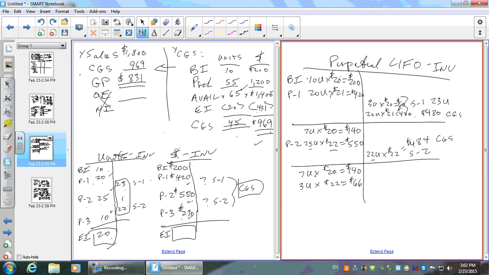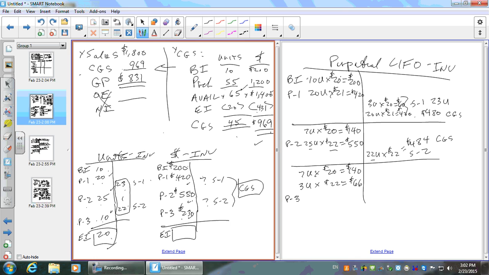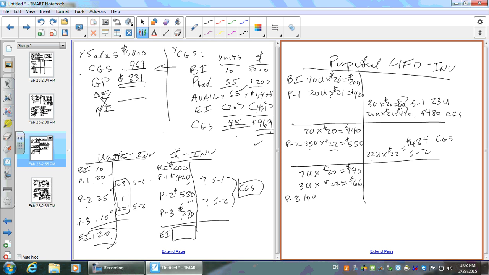Okay. Then what happened? One more thing. Purchase 3. How many units was it? 10. What did they cost? 23 bucks these were. So I've got inflation going on here. We could have deflation. Prices could go down, right? They could go up and down and up and down. It doesn't matter. You just track whatever they are. Okay, so what's that going to be, 230? Okay, so what do I have for my ending inventory here? How many units? I got 3 layers, don't I? I got 7 at $20, 3 at 22, 10 at 23.